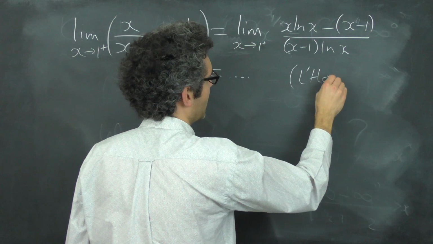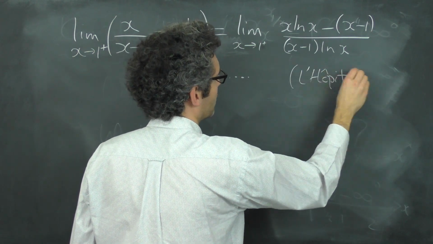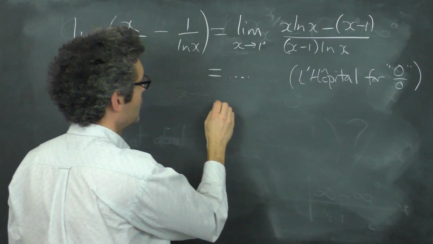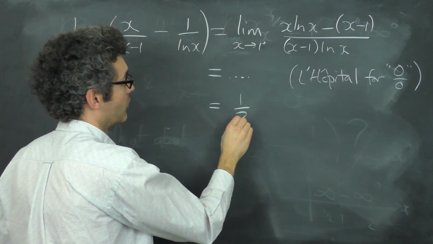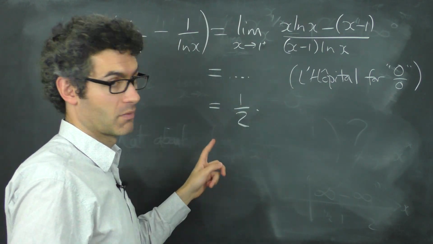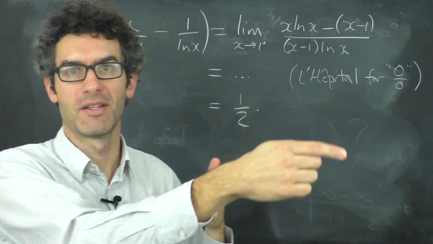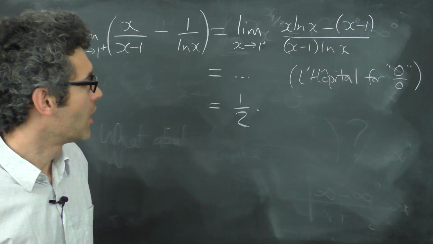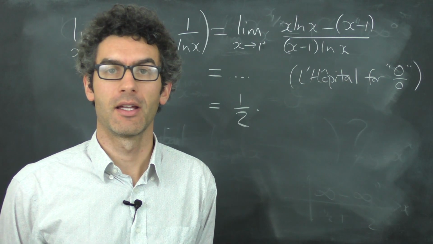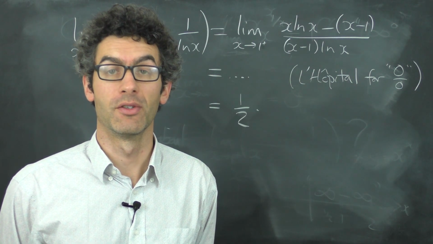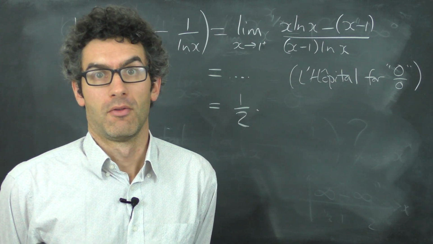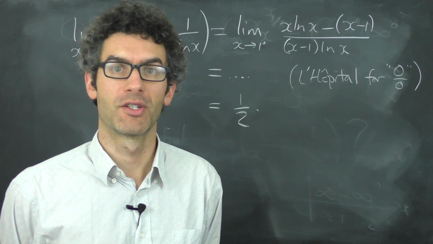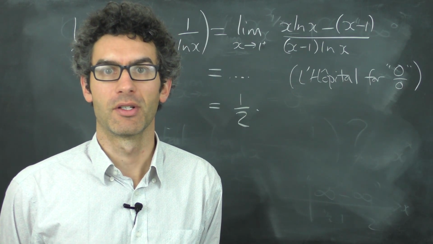So this is L'Hopital for 0 over 0. And if you do the working, what you end up with is a half. So it wasn't 0. Infinity minus infinity doesn't always give you 0. Okay, so those are some techniques that you can use for solving more difficult limits. Roughly speaking, you just need to play around with your expression, maybe take logs, maybe simplify, and see what pops up.